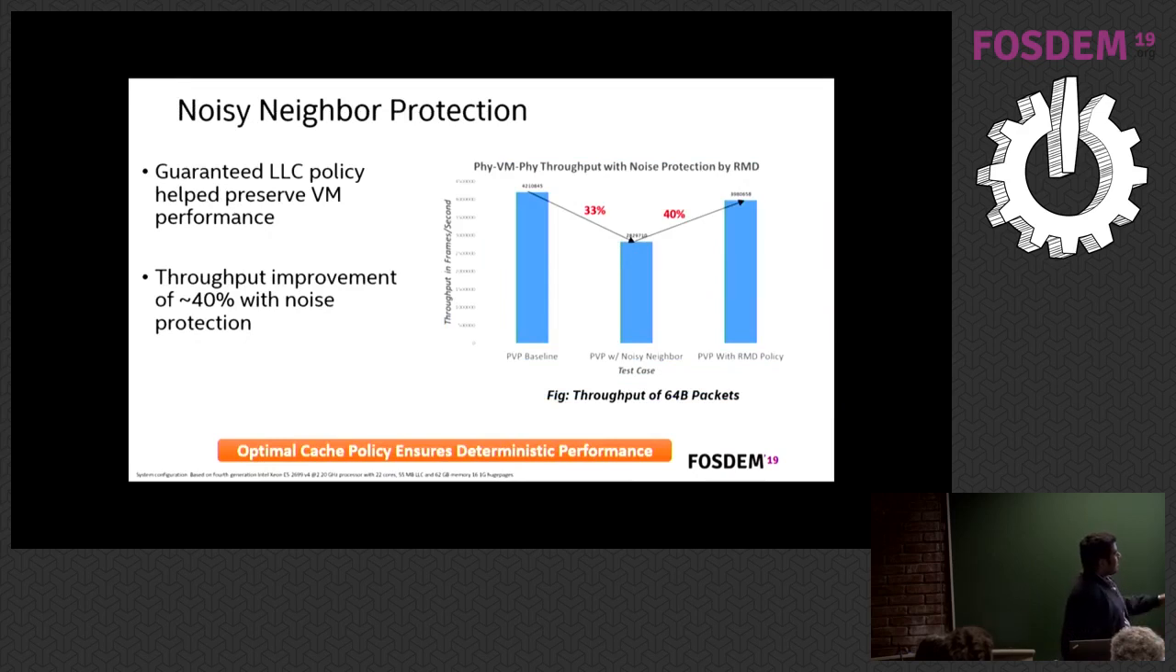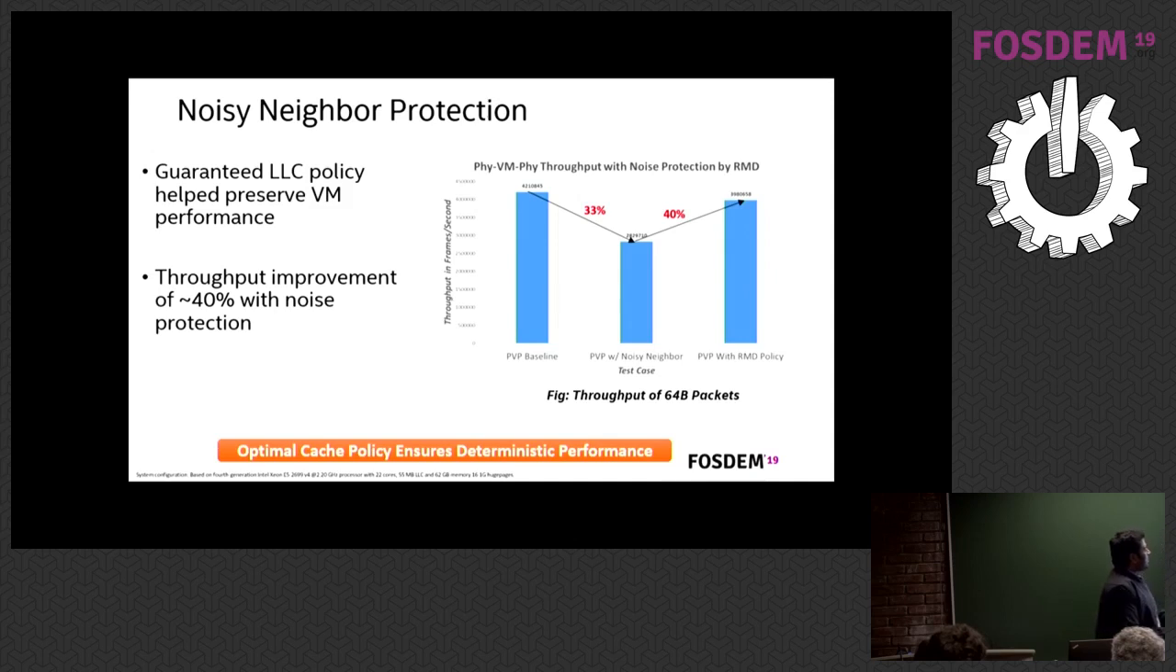Now if you look at the performance with the policy set with RMD, there's a good jump of 40% in performance compared to what we just saw in the presence of the noisy neighbor. Because we constrained the noisy neighbor to just one cacheway, which is about 2.5 MB, it's not affecting the cache related to your VM under test, thereby improving the performance by more than about 40%.